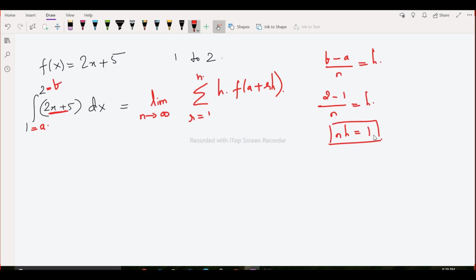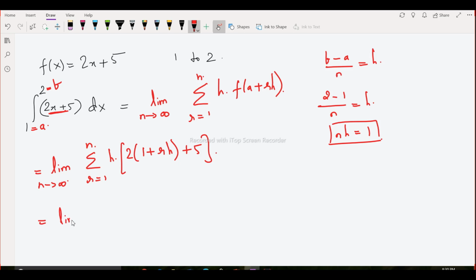So what we'll do is first we'll put the values. We'll write limit n tending towards infinity, summation r 1 to n. Now h into f of a plus rh, right? That means wherever you have x you will put a plus rh, and a we know a is 1. So in the function, in place of x we will write a plus rh, that is 1 plus rh plus 5.